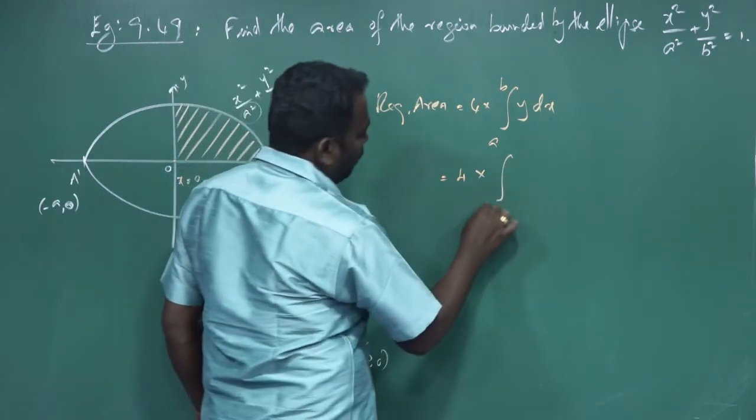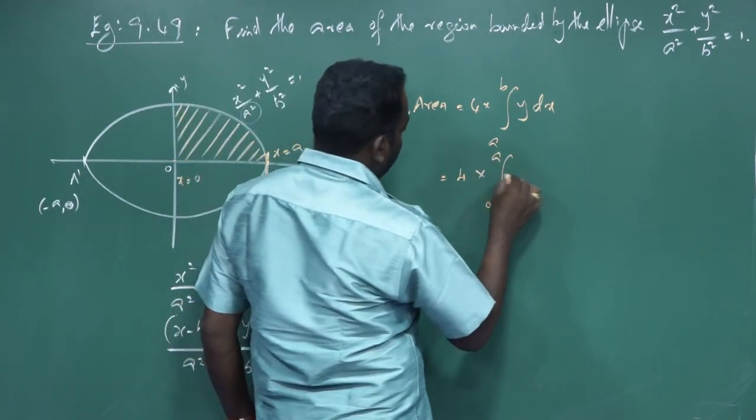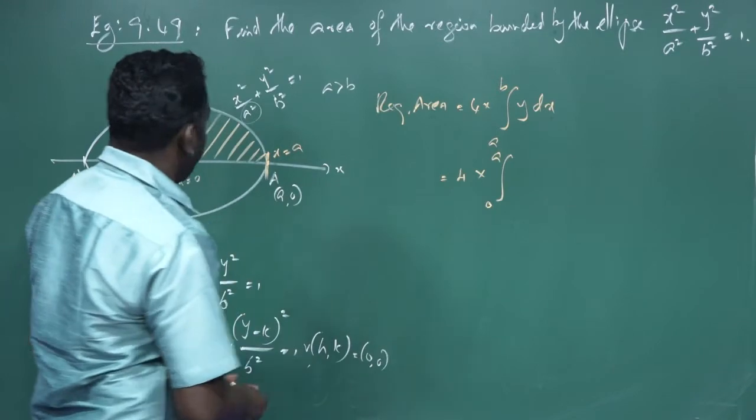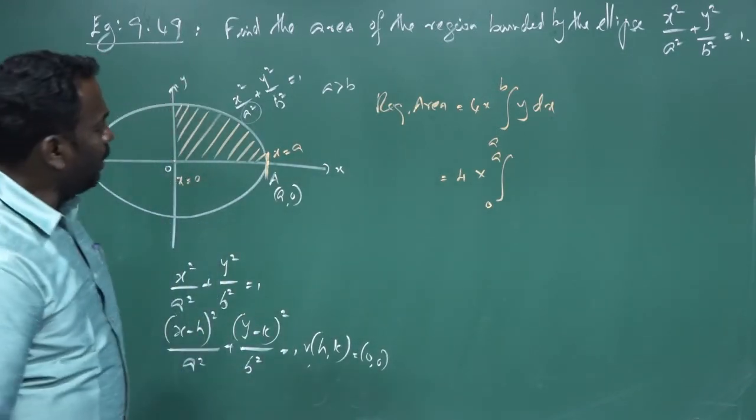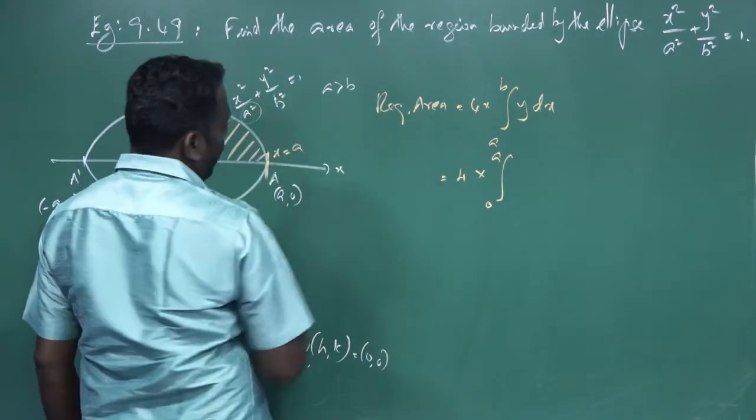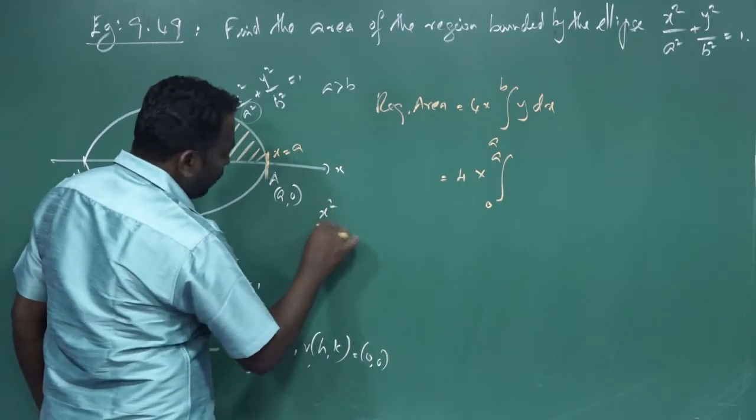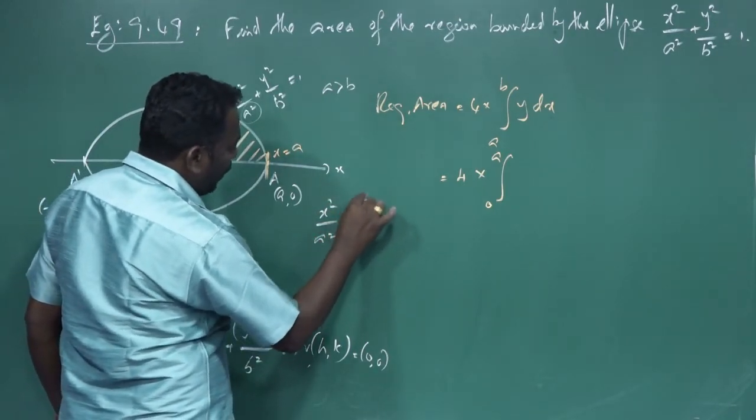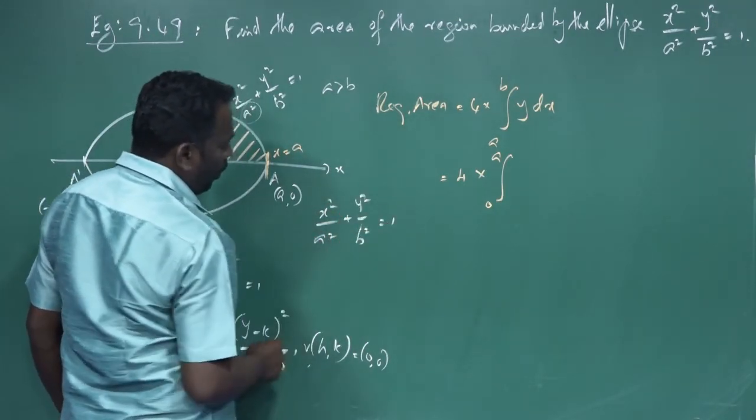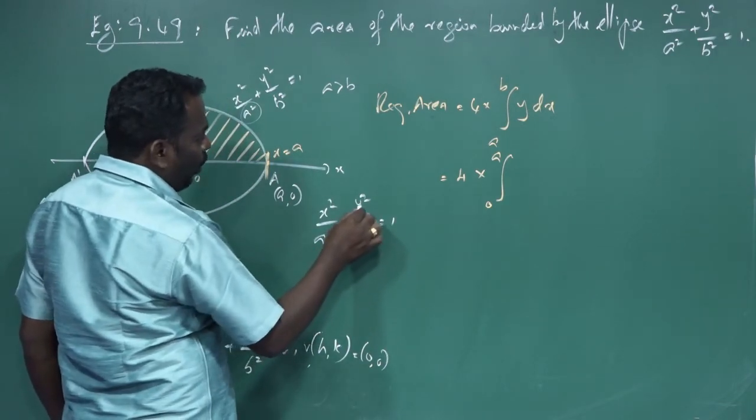Therefore, the integral from 0 to a, and what is the y value from the given equation? From the given equation, x square by a square plus y square by b square is equal to 1. Just find out the y value.